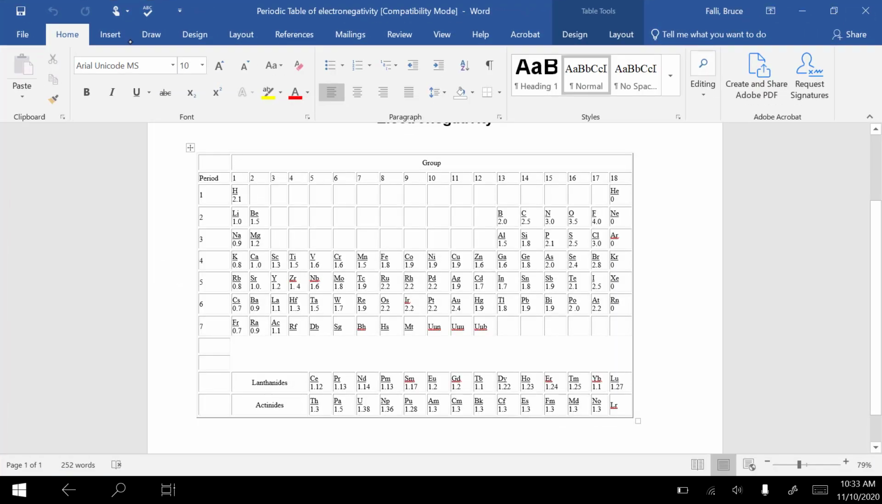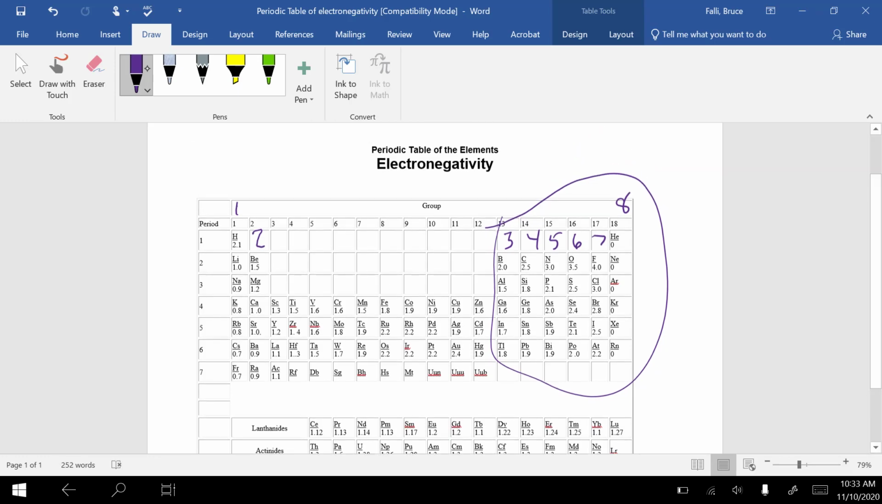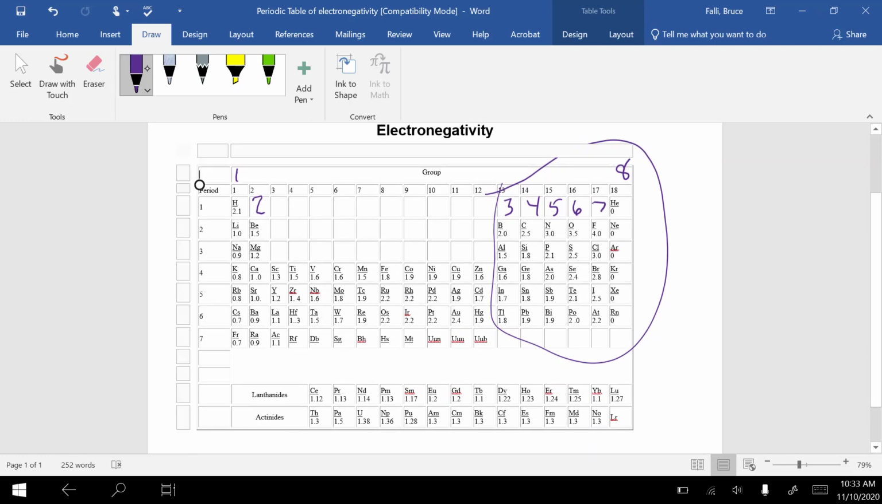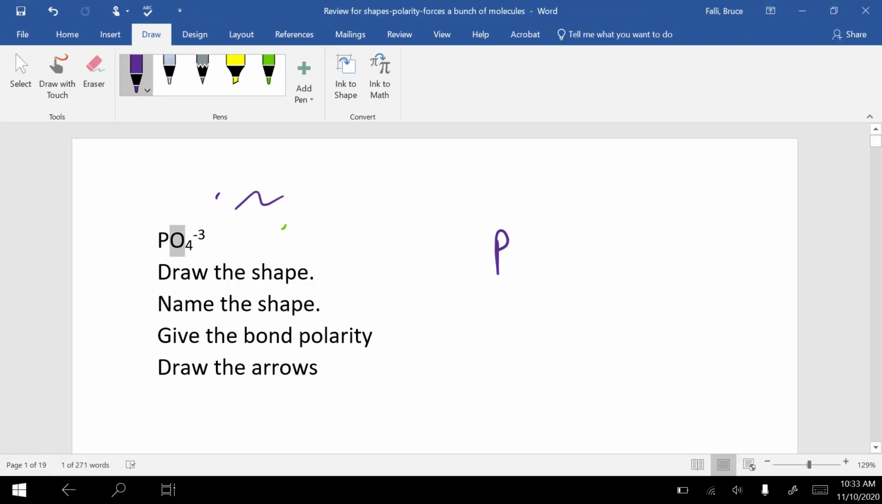Okay, so here's a periodic table. This has 1, 2, 3, 4, 5, 6, 7, 8. Now, really, all we're going to worry about are these guys over here, because remember, this is for covalent compounds only. This is my periodic table of electronegativity, so I hope you guys are looking at that too. All right. So P has 5.